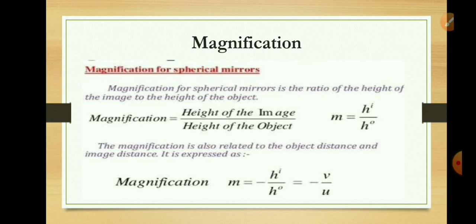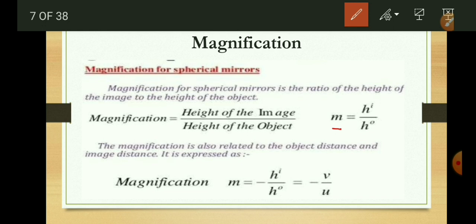Magnification produced by a spherical mirror gives the relative extent to which the image of an object is magnified with respect to the object size. So it helps us understand up to which extent the image can be magnified with respect to its object. It is the ratio of the height of the image to the height of the object. We denote magnification by small letter m, and it is the ratio of the height of the image, which we denote as h dash, or here hi, to the height of the object.